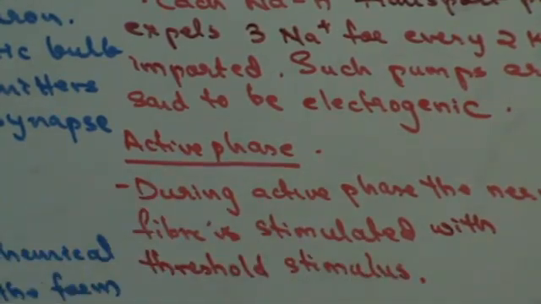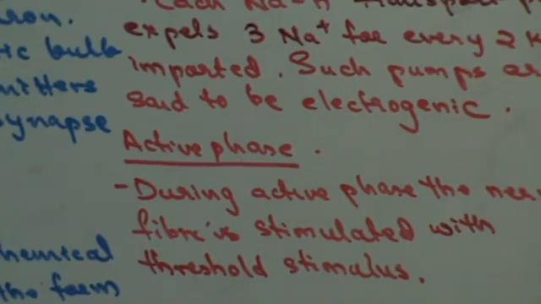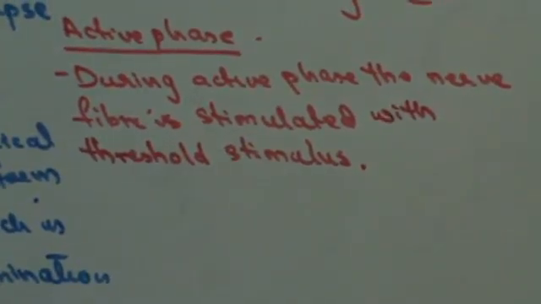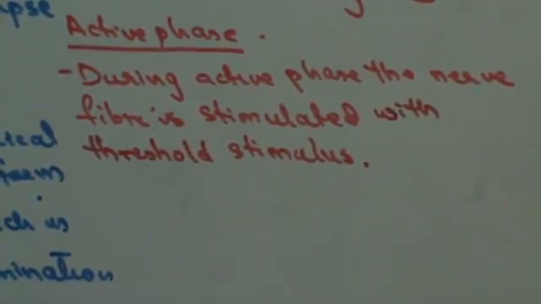What do I understand by threshold stimulus? It is the stimulus that is required to open the sodium channel. That means the stimulus should be minimum. If the resting potential is minus 70 millivolts, the stimulus should be at least minus 55 to minus 60 millivolts, right? And that stimulus is called the threshold stimulus. The stimulus should be capable of producing a potential of minus 55 to minus 60 millivolts.